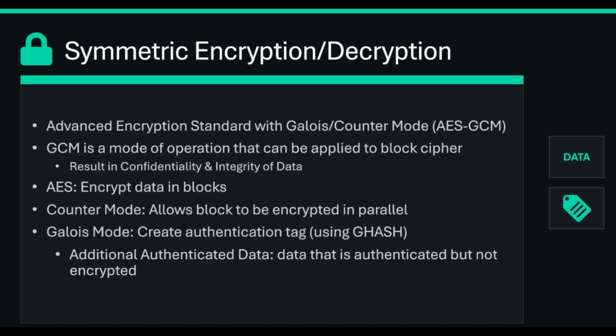To put it as simply as possible, AES encrypts data in blocks. Counter mode allows blocks to be encrypted in parallel with the use of the initializing vectors and the counter. And then Galois mode helps to create an authentication tag using a GHASH. Another important part is additional authenticated data, which is data that is authenticated but not encrypted.